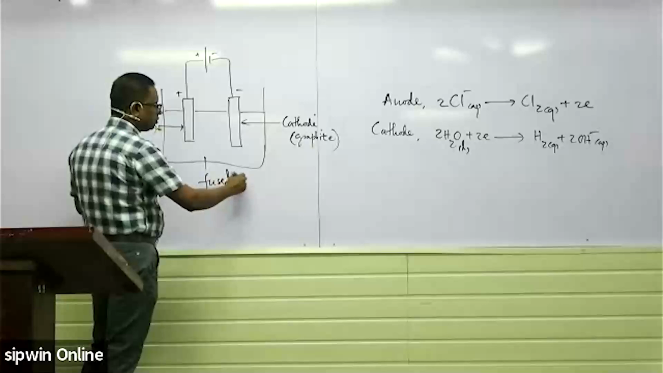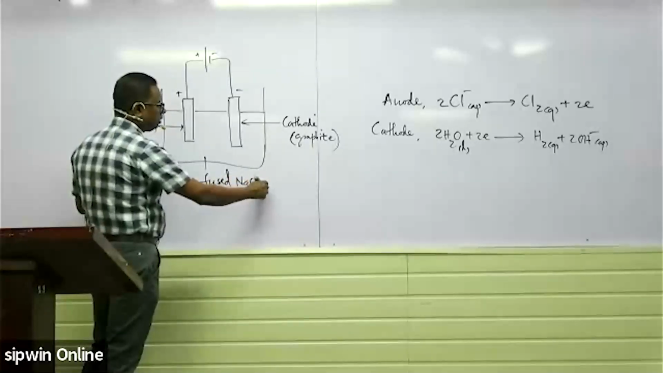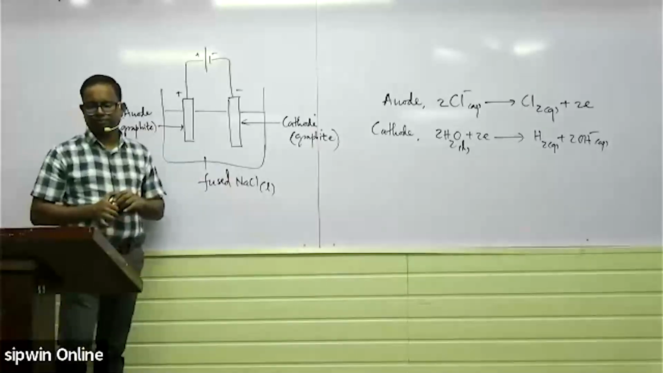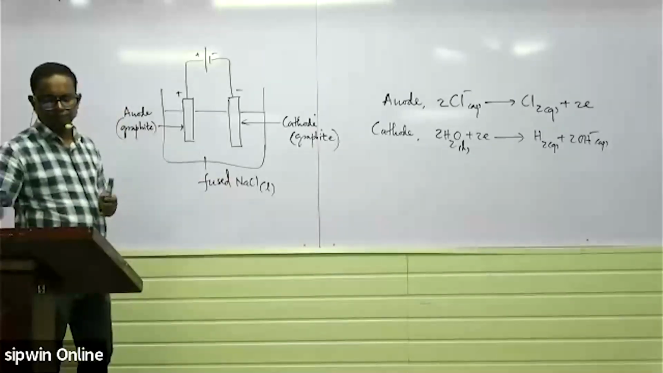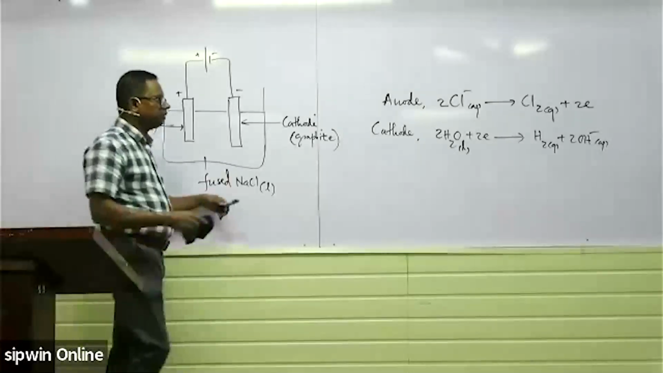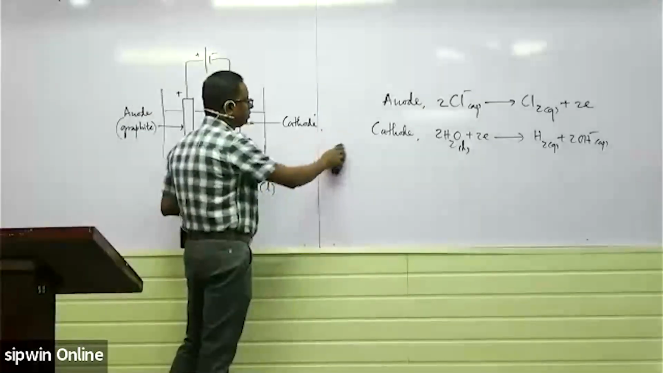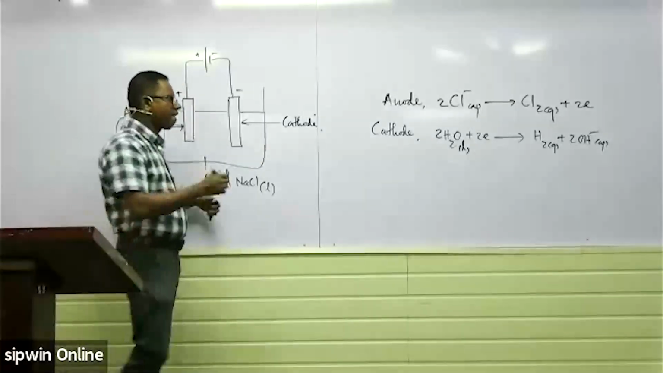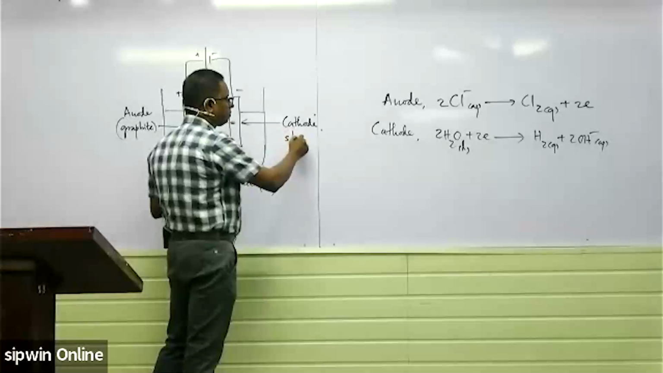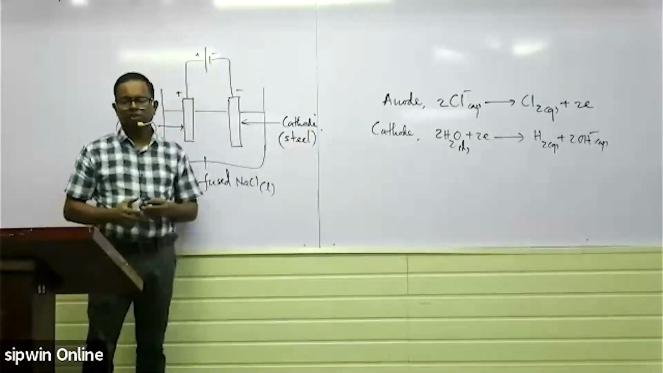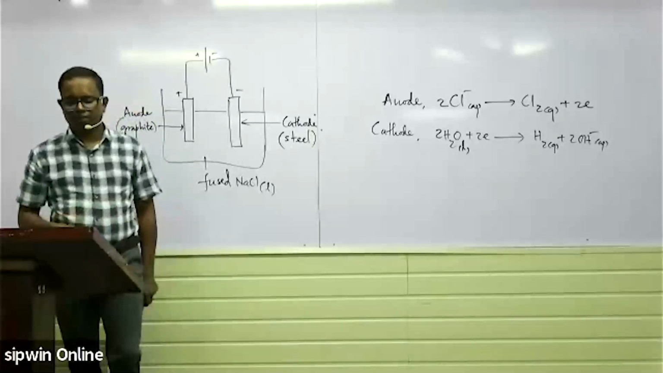Fused sodium chloride, meaning liquid. Usually we use a steel cathode. Fused sodium chloride. Anode graphite.